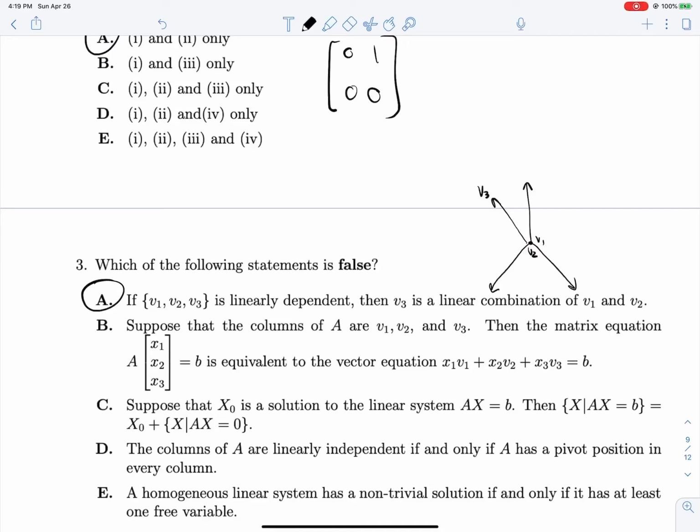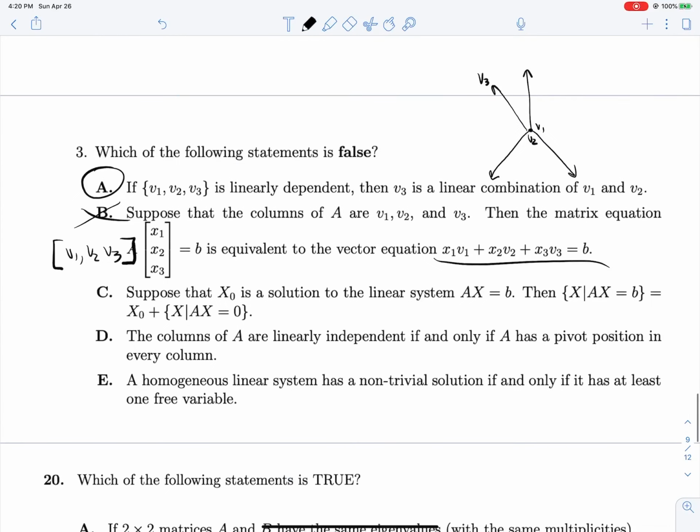Okay, B, suppose that the columns of A are V1, V2, V3, then the matrix equation given there is equivalent to this vector equation. Well, if you just replace A with what we know about A in terms of its columns, V1, V2, V3, and multiply this out, we get exactly this. So that is true, so it's not our answer.